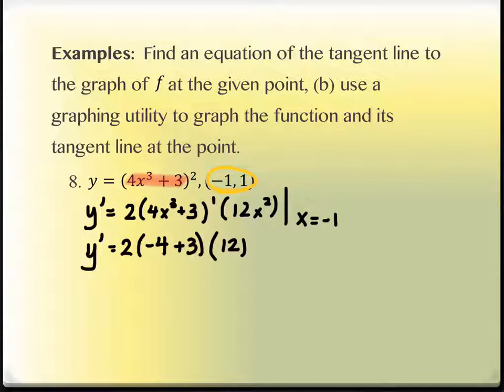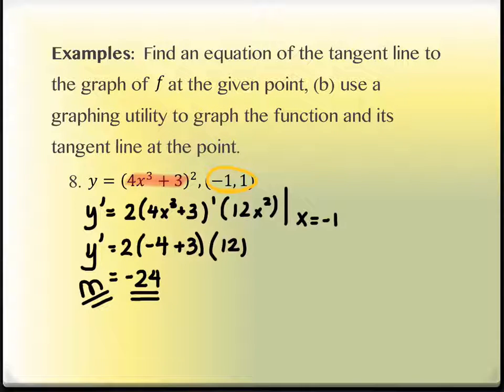Okay, so I've got 2 at the beginning. What's inside? What's negative 4 plus 3? Negative 1. So I've got 2 times negative 1 times 12. Negative 24. This is negative 24. And this is the slope, right? That's what I was finding, the slope for my tangent line.